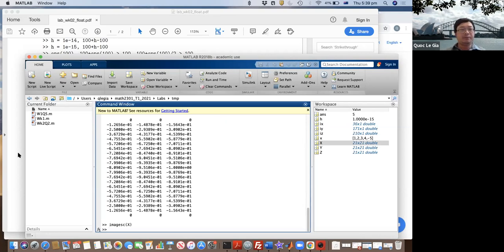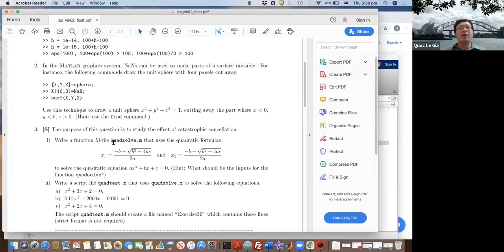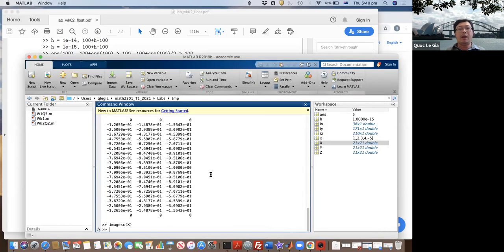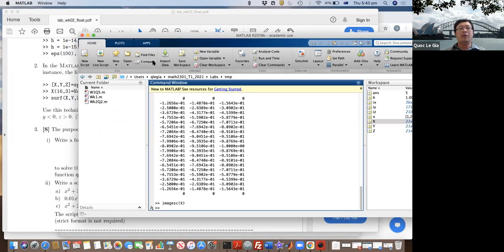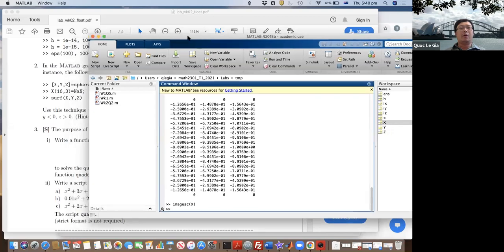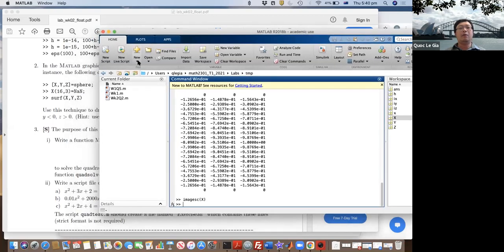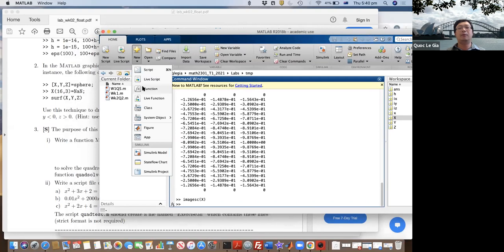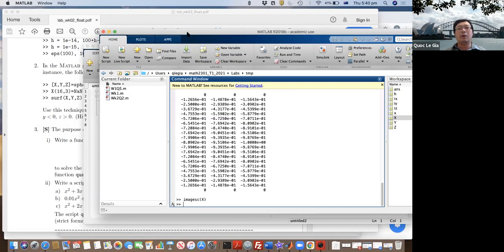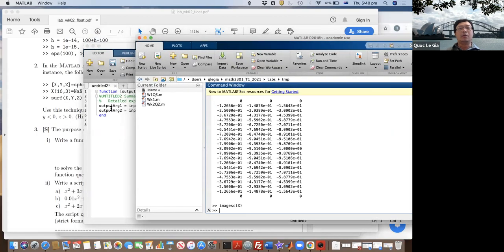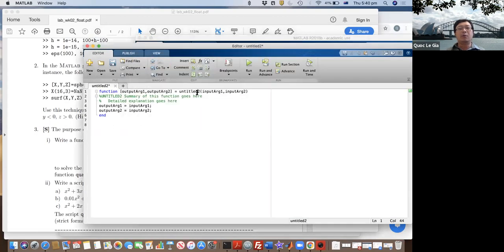So the next question is, first we have to implement this function quasolve. So now let me go back to MATLAB. First we have to implement the quasolve. So we take new function. Okay, and now, wait a second. So my new function is quasolve.